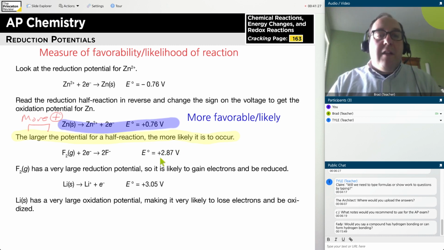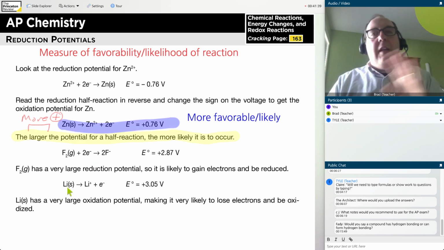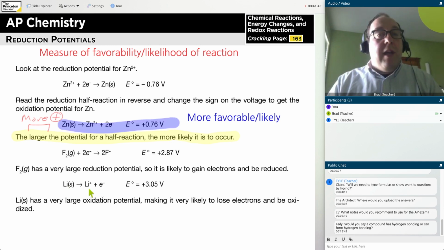So the fact that this is almost 3, it's positive 2.9, that's really high. So that's a very, very favorable reduction. On the other side, if we look at lithium, lithium is way far on the left-hand side of the periodic table. It really likes losing electrons to achieve a noble gas configuration. So not too surprisingly, it has a very high positive oxidation potential.